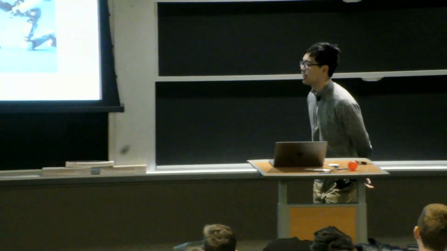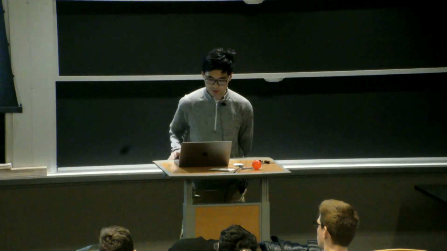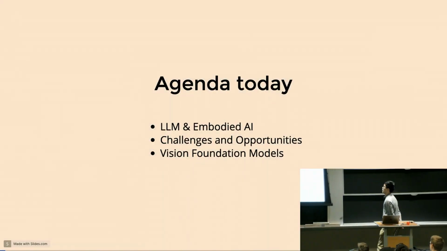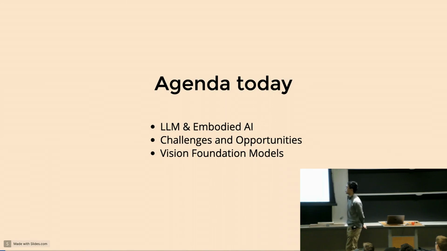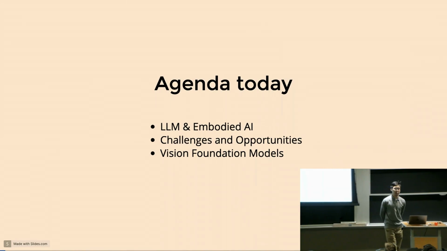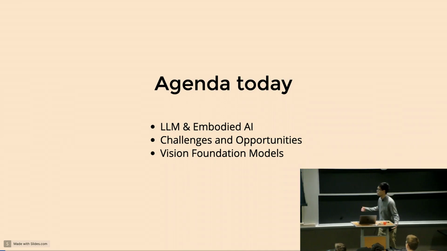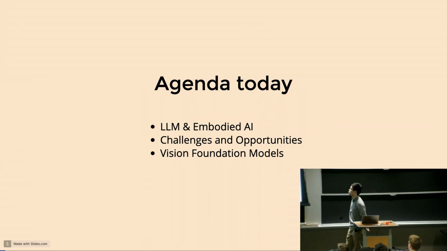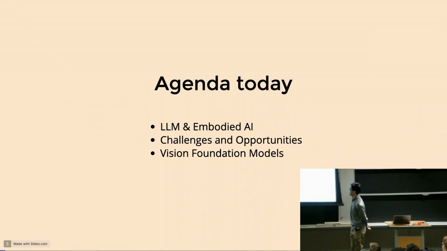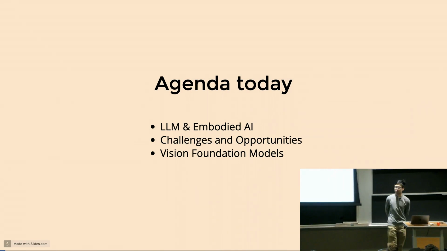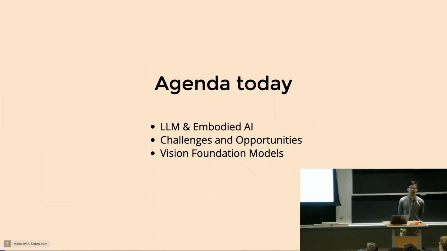I prepared a lot of slides, and hopefully we could cover them all throughout the lecture. So the agenda today, we are going to talk about three major topics. The first one is large language models and their application in embodied AI, aka robotics or game-playing agents. The second one is the challenges and opportunities in foundational models for decision making. Finally, I'm going to talk about vision foundation models, which fewer people are aware of.